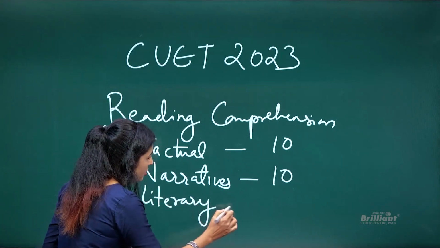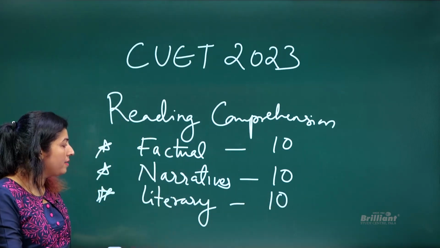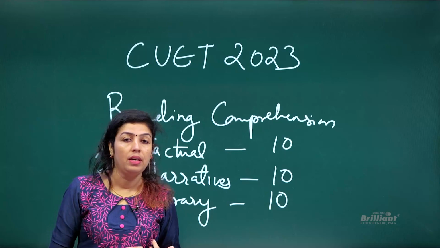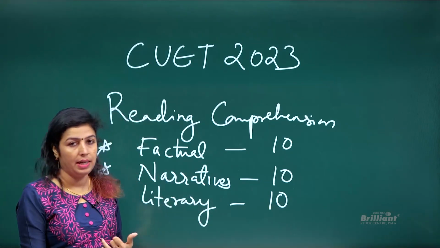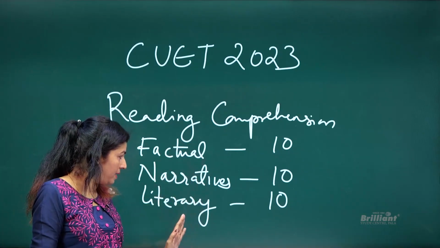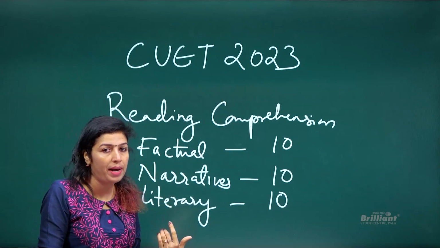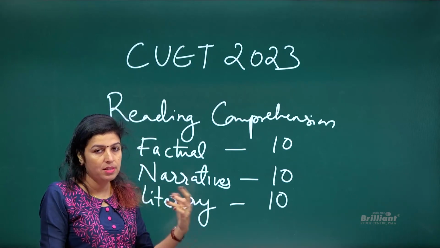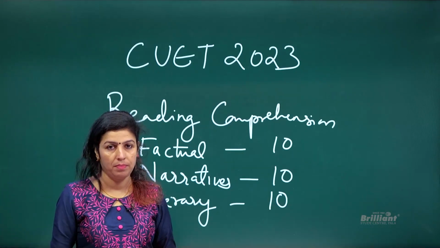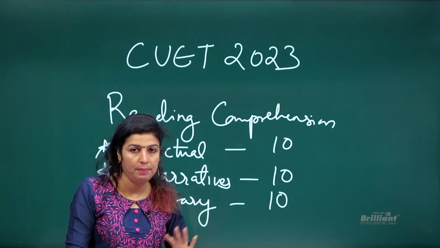For literary passages also, we have 10 questions. Here we have the descriptive type, and here a person's experience shared. All these would come under literary passages. Among these different types, the factual type is the one for which you need to spend a little more time, because it's all based on facts and you have to read it carefully, so it is a little more time consuming. Comparatively, narrative and literary types are less time consuming.